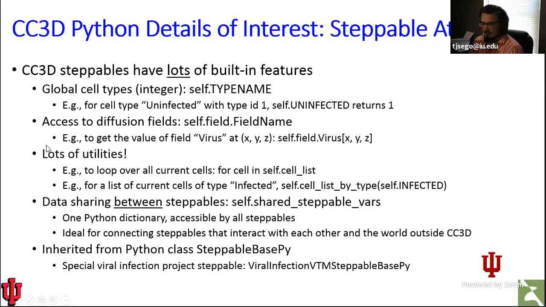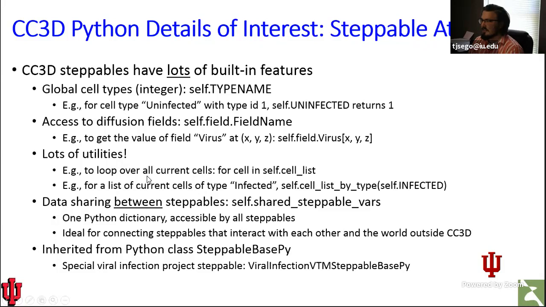So for example, we've talked about our extracellular virus diffusive field. If we were interested in Python to look at a particular value in the extracellular virus field at a location with coordinates X, Y, and Z, in Python we can very quickly access that value in any steppable with just the entry self.field.virus[x, y, z], where the name of the field that's defined in the CC3DML is then the corresponding attribute for access in Python.